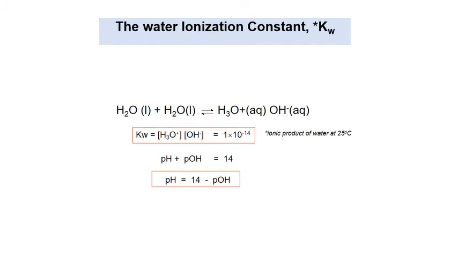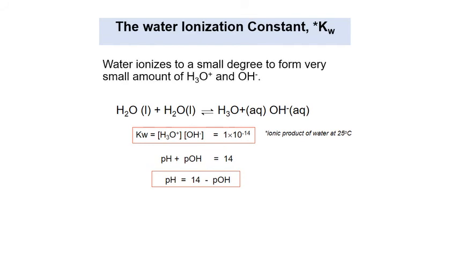The water ionization constant Kw. Actually, water ionizes to a small degree to form a very small amount of hydronium ion and hydroxide ion. The water ionization constant is 1 times 10 to the power of -14. This is what we call the ionic product of water at 25 degrees Celsius. From this equation, we can get pH plus pOH equal to 14.